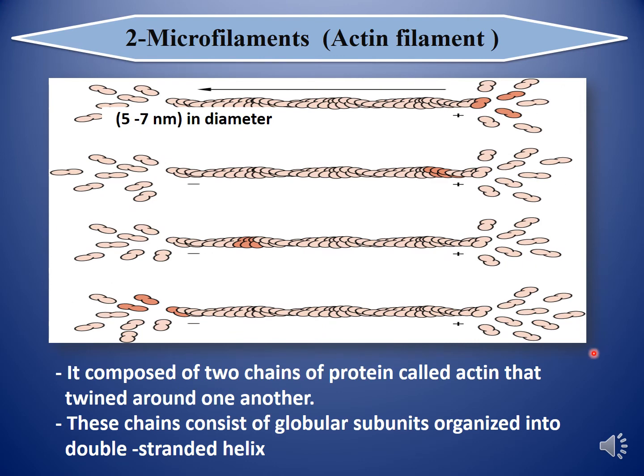Microfilaments or actin filaments. النوع الثاني من السيتوسكيلتون where it is composed of two chains of a protein called actin that wind around one another. These chains consist of globular subunits organized into double-stranded helix.